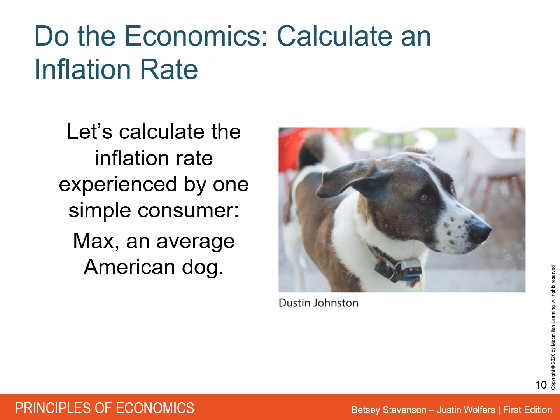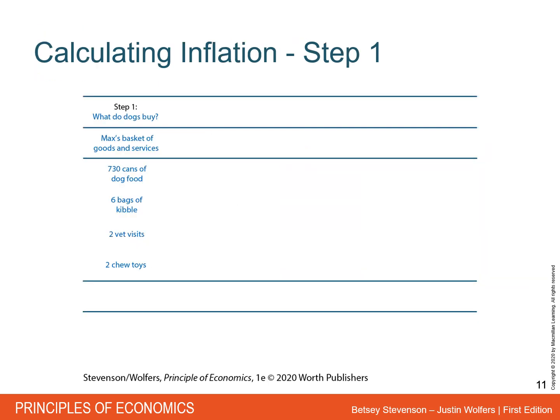All right, so next, let's do some practice. Let's calculate our inflation using the basket value. So suppose we have a Max, an American dog. Okay, Max. This is Max's annual consumption. So for the entire year, Max will purchase 730 cans of dog food, 6 bags of kibble. What's kibble? That's dog food, right? I don't know. I haven't owned a dog for many years. Two vet visits and 2 chew toys. So this is the basket for this dog over here.